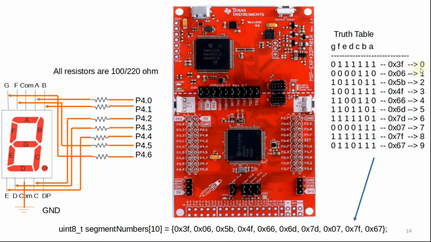Suppose you want to display a 0, we need to turn off G, and turn on all the segments apart from G. So this is how the truth table goes. I have listed all the numbers, and this is the array of elements. We are going to use this array of elements in the code. So that's all for the theory. Now let's get started with CCS.